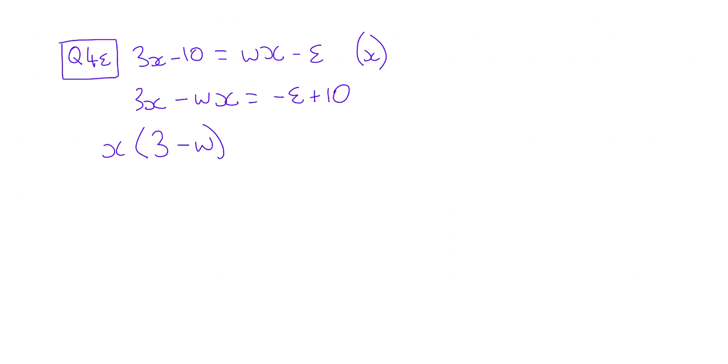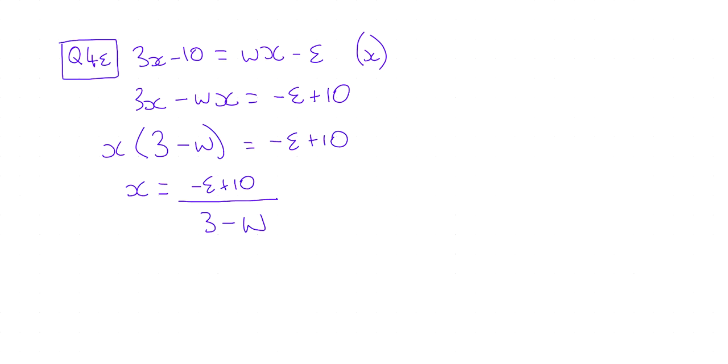So then I still haven't done anything over here. I have minus e plus 10. Now, as you can tell, this is multiplying the brackets. So I'm going to move it by dividing it. So I've got negative e plus 10, and I'm going to divide all of that by this. So I've got 3 minus w on the bottom. And now x is all by itself.